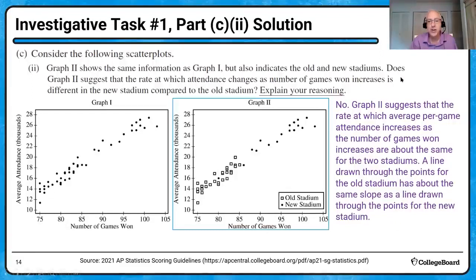So here's a possible response: no. I've answered the question. Graph 2 suggests that the rate at which average per game attendance increases as the number of games won increases is about the same for the two stadiums. A line drawn through the points for the old stadium, and I'll sketch one on there, has about the same slope as a line drawn through the points for the new stadium. And I might on the exam actually just sketch the line and convince myself that no is the answer I want to back up with my justification.